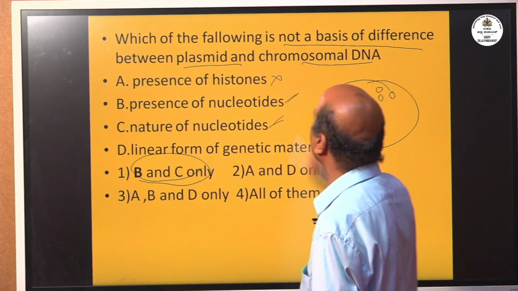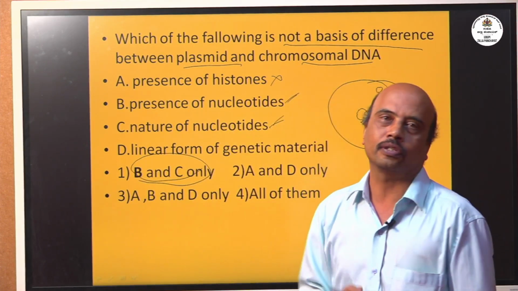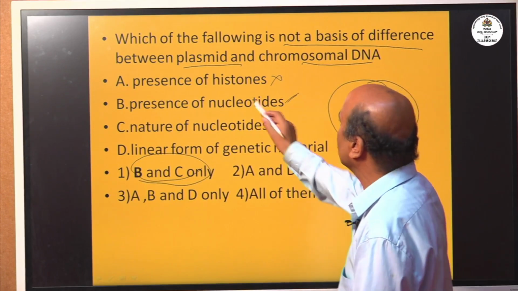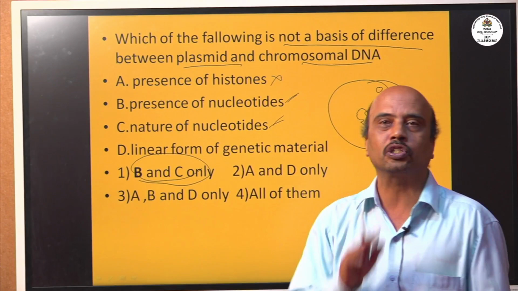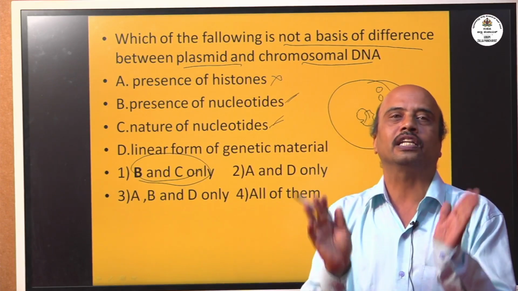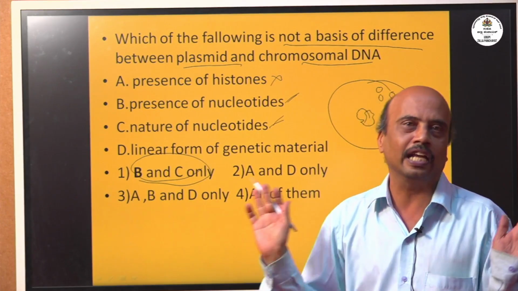B and D is not the basis of difference. Presence of histones and linear form are different, because histones are absent and linear chromosomes are not there in prokaryotes.